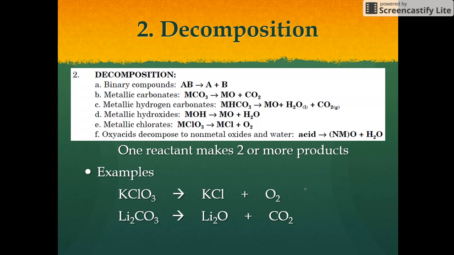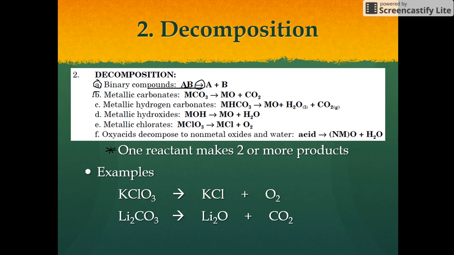Decompositions, there are many types of decomposition reactions, but in general, decomposition means this right here. One reactant, so that means one thing in the beginning, reacts and it makes 2 or more products. So if we look at A right here, binary compounds, we've got AB, that's one thing. The arrow shows a reaction. What happens is that it broke apart into its separate elements, A plus B.